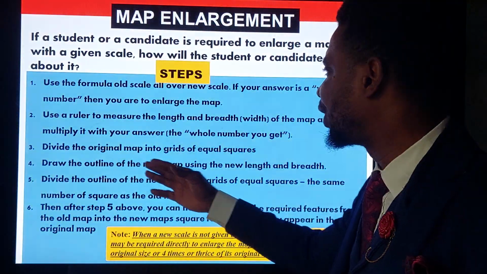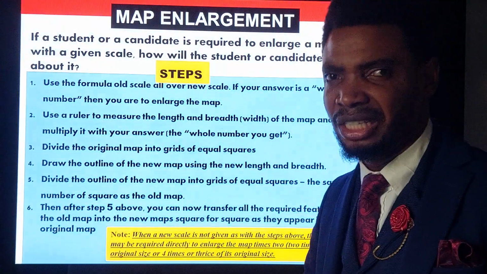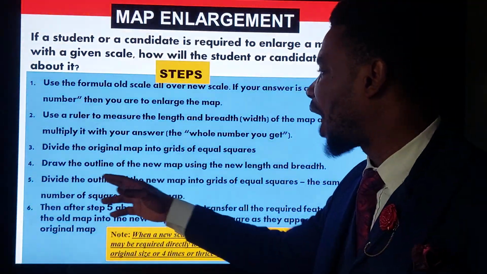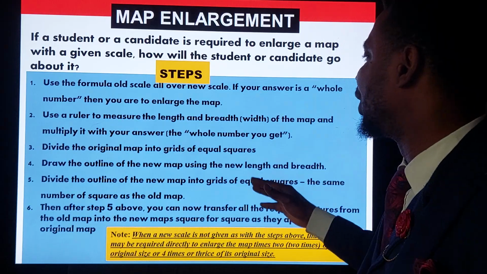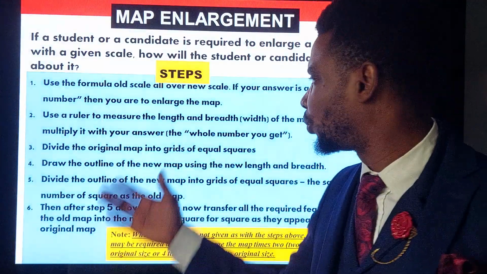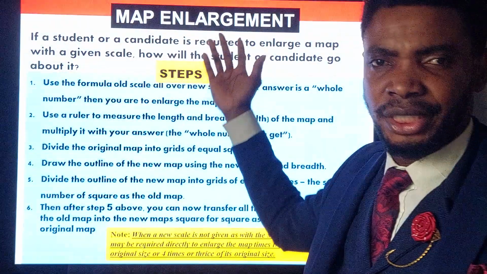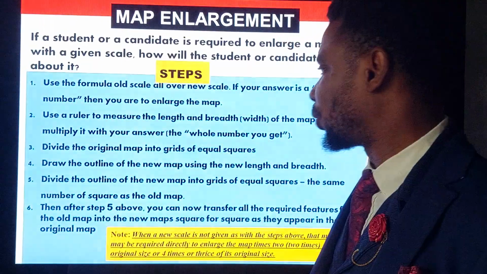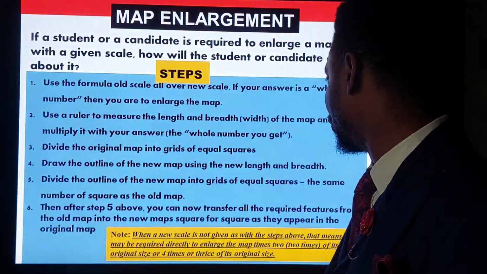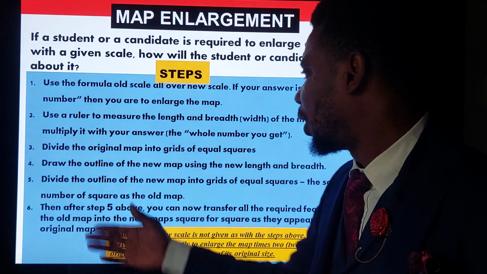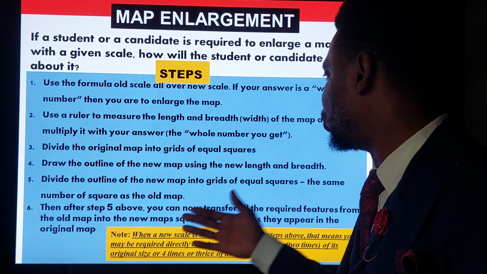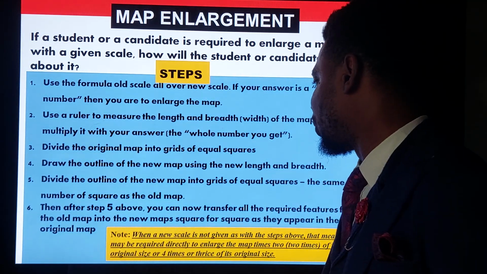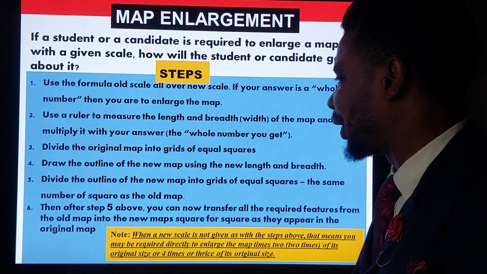Then you divide the original map into grids of equal size like we do in the map reduction. Then you draw the outline of the new map using the new length and breadth that you have just multiplied here in the second step with the whole number you get from the formula. After step 5 above, you can now transfer all the required features from the old map into the new map, square for square, as they appear in the original map.